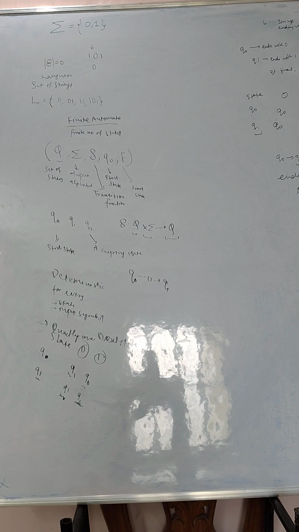Now regular language: a language accepted by a finite automata is a regular language. The patterns used to represent a regular language are regular expressions. For example, A star, A plus B. Star means 0 or more times, plus means union, and AB means concatenation.